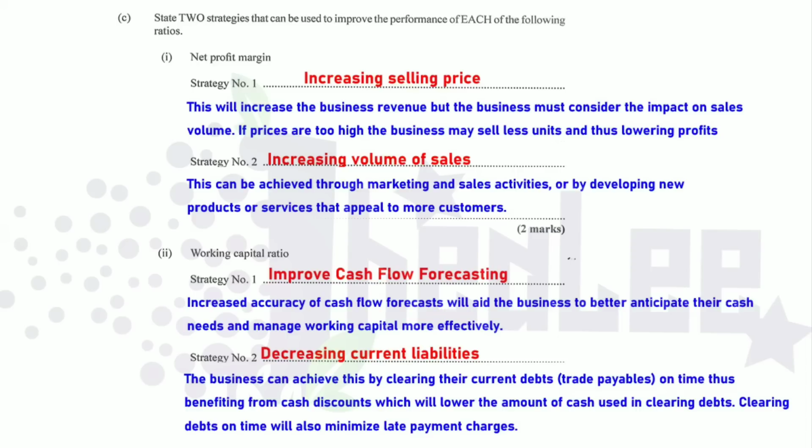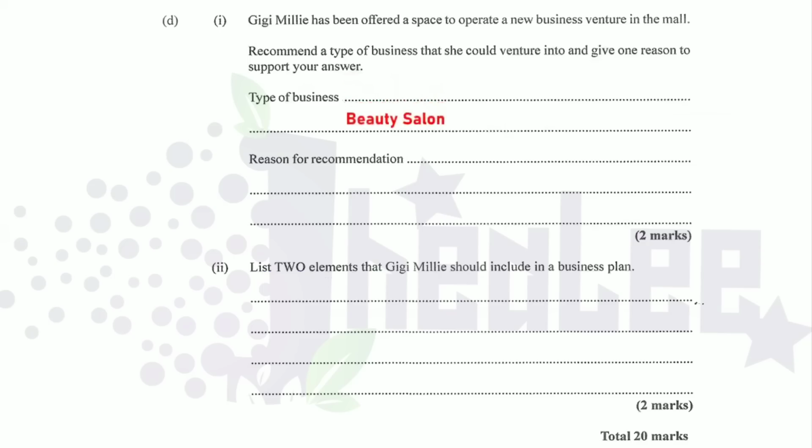Let's move into the other part of the question, and that is to recommend a business for Gigi Millie and give reason to support your answer. In that, Gigi Millie has been offered a space to operate a new business venture in the mall, that same mall that she has that beauty supplies business. So in terms of a business that Gigi Millie can venture in, I would suggest a beauty salon.